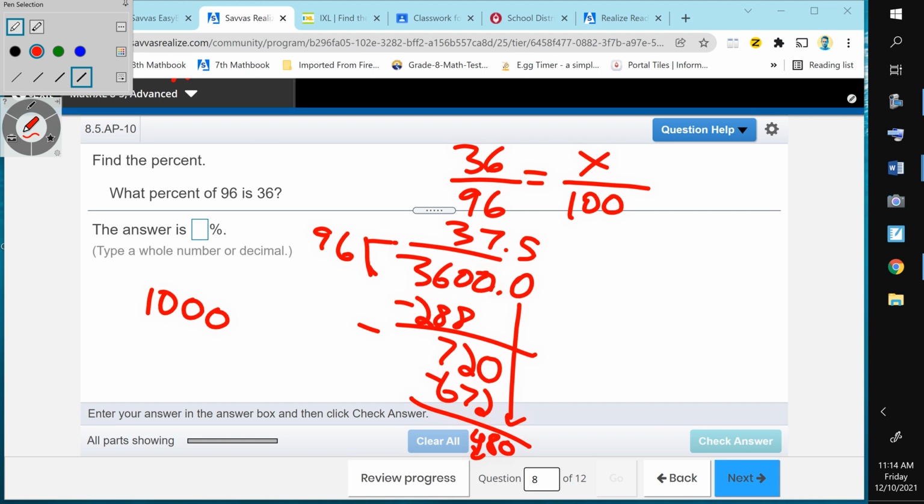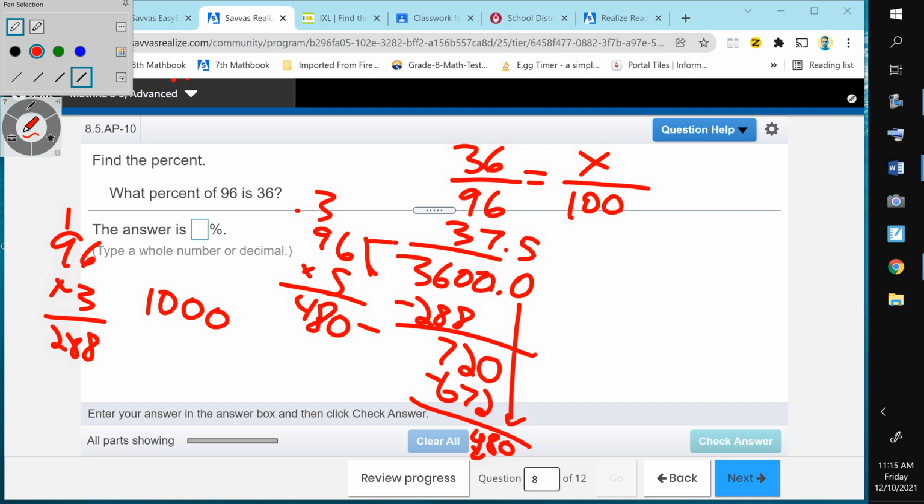Let me do this again. 96 times 7. 9 times 7, 63, 64, 65, 67. That's right. 96 times 3, 27, 28. That's right. 12, that has to be right. 20, 28, 48. That's it. Am I not doing 96 times 5 correctly? 9 times 5, 45, 46, 40. Oh, okay. That's where I messed up. I wasn't doing that correctly.